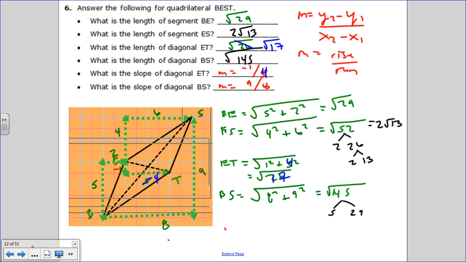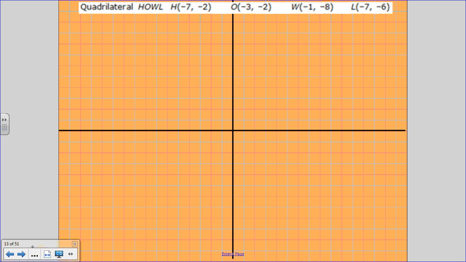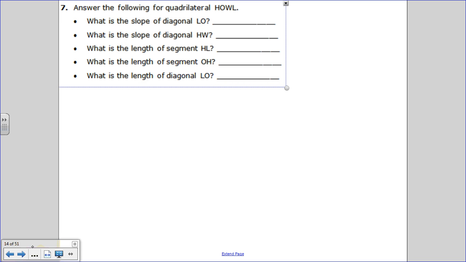Now that that's done, again, make sure you show your work on how you get these answers, but to help you and to let you know that you're on the right track: Number 7, the slope of the diagonal LO is 1. For HW, it's -1. For the length of HL, you should have 4. For OH, you also have 4. The length of the diagonal LO should be 4 square root of 2.